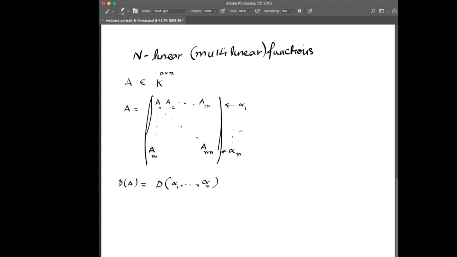N-linear means that if we take any ith row, alpha i, and we make the function a linear combination of this ith row, while we keep all the remaining rows fixed, then d of A can be represented as a linear combination, as described here, where c is a scalar multiple, so we multiply the ith row with c, and then we add another row to this ith row, which we will denote by alpha i prime. And keeping in mind that the remaining rows are fixed, then d can be split into two parts, like so.